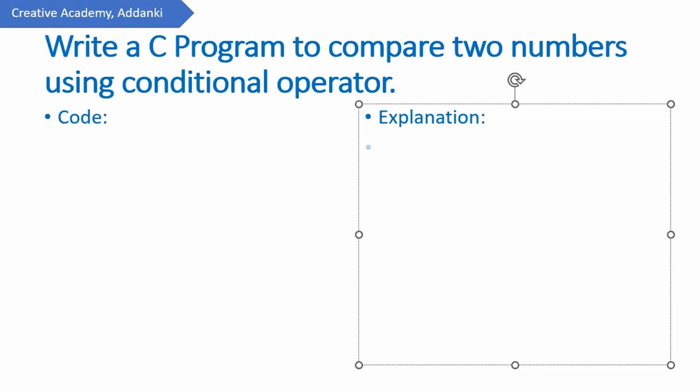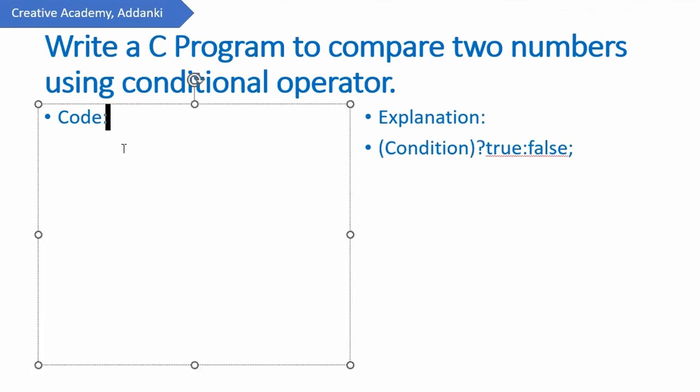So in conditional operator, first it checks the condition. So what needs to be done when the condition is true, colon, what needs to be done when the condition is false, semicolon. This is the syntax of conditional operator in C language.